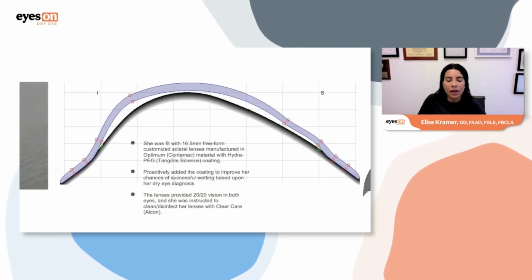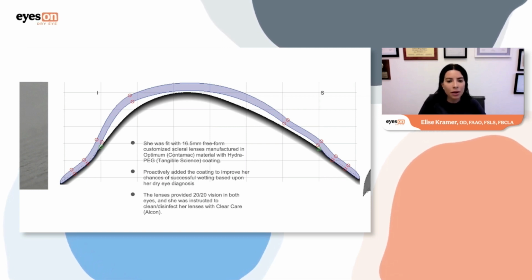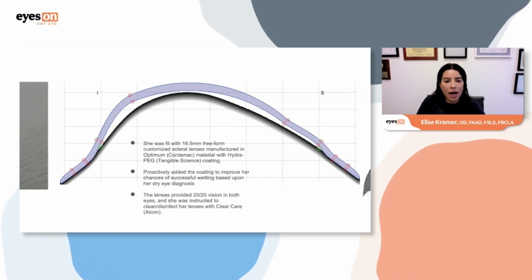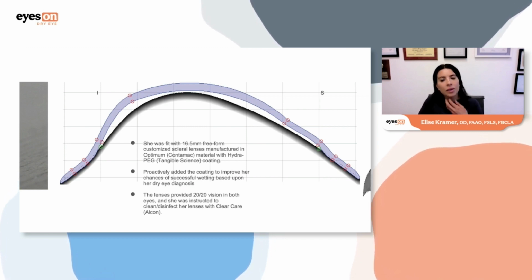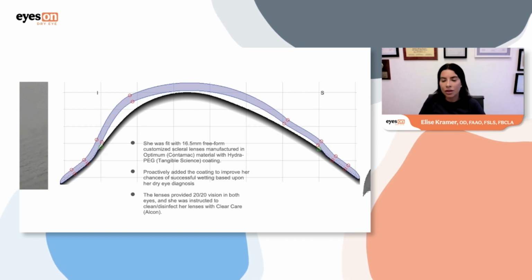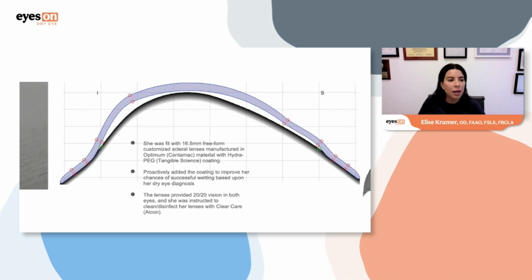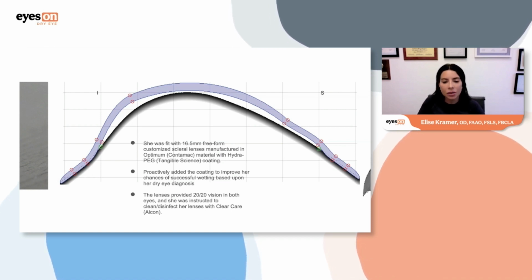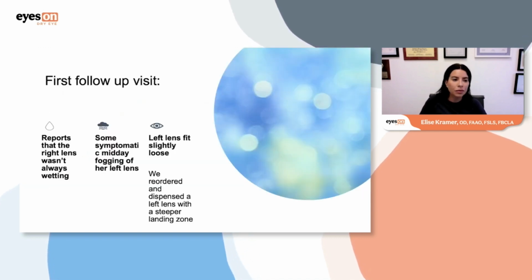So she was fit with a 16.5 millimeter freeform customized scleral lens manufactured in Optimum material with HydroPeg coating. We proactively added the coating because we know she has dry eye and Sjogren's syndrome, so we want to improve her chance of successful wetting. She was able to get 20/20 vision in both eyes, which is expected and obviously desirable in a patient with keratoconus. We instructed her to clean with Clear Care, which is a peroxide solution.